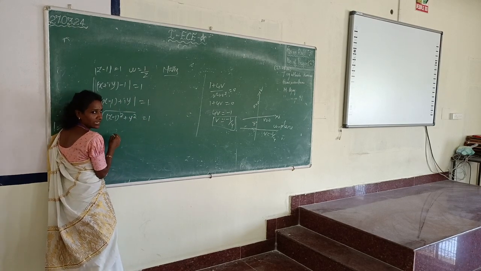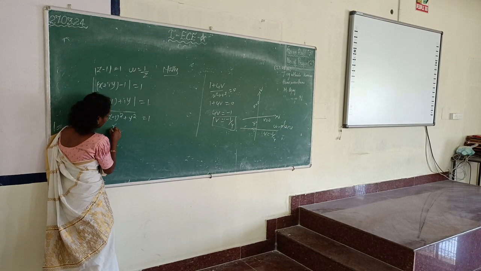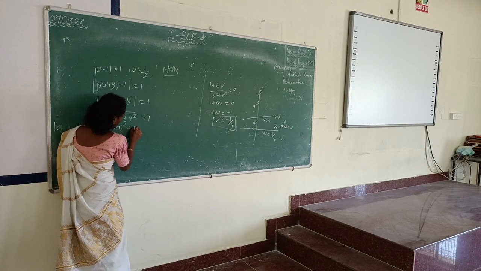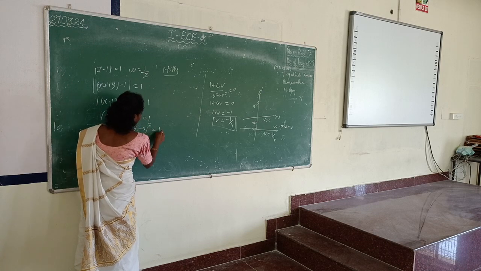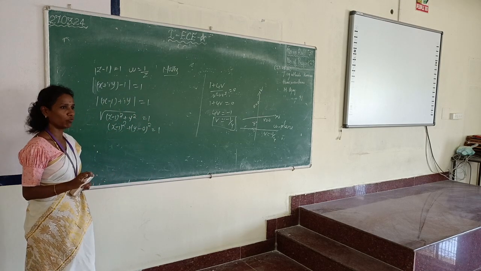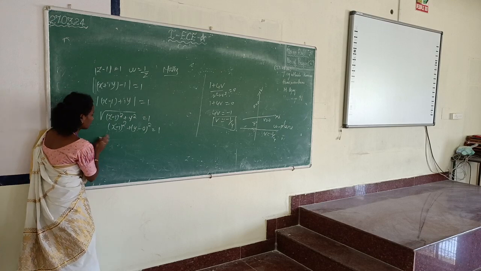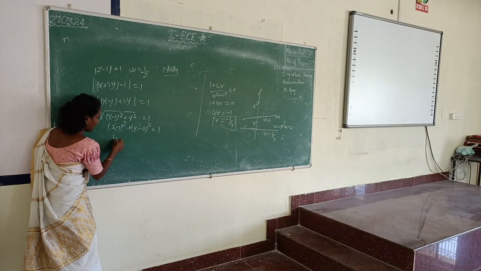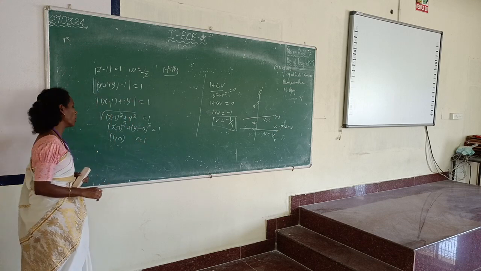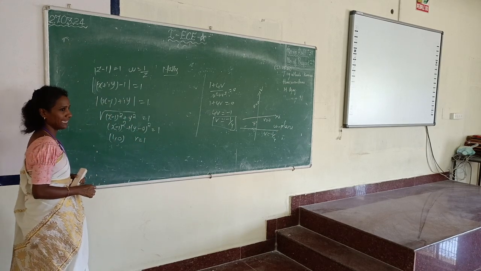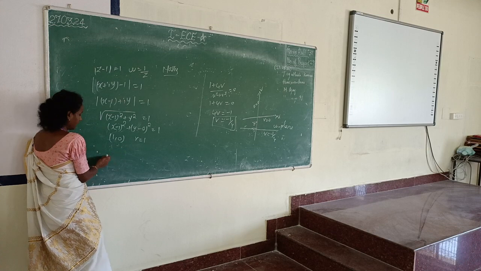Squaring on both sides, this is the idea. x minus 1 the whole square plus y square. Here, the x value is 1 and the y value is 0. What is the center? The center is at the point 1,0. The radius value is 1. Then how to map this?